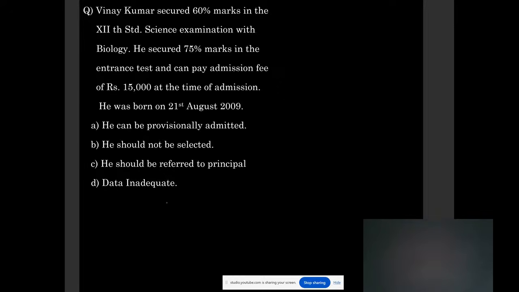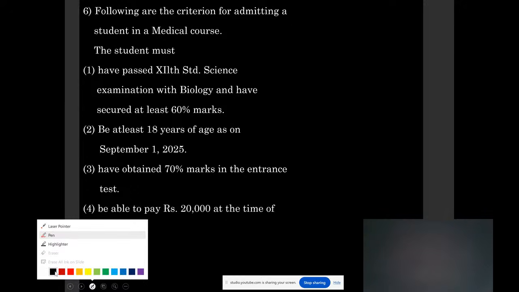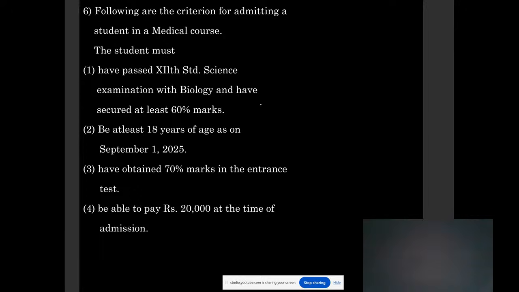So let us go to the previous slide. He got 60% in 12th standard with biology. Okay, here are the four criteria given. So let us check which criteria he is satisfying. First one: have passed 12th standard with biology and secured at least 60% marks. So from the given information, he is satisfying the first criteria. First one is correct only. Now let us go to the next one.